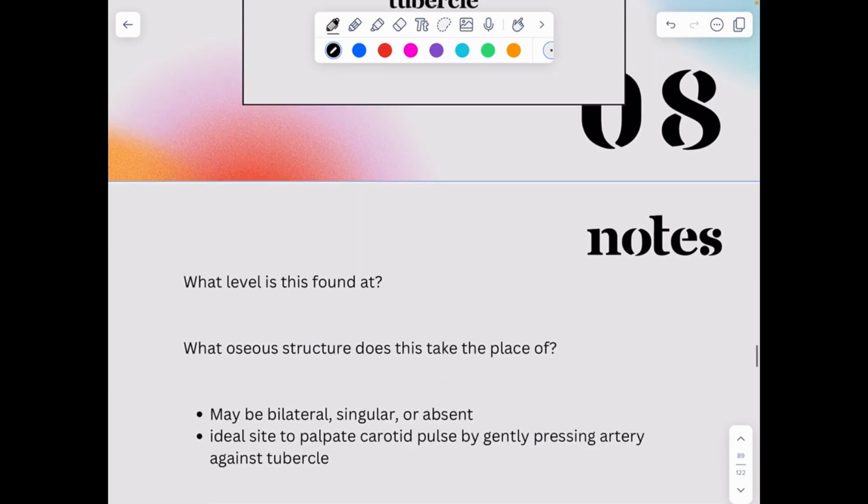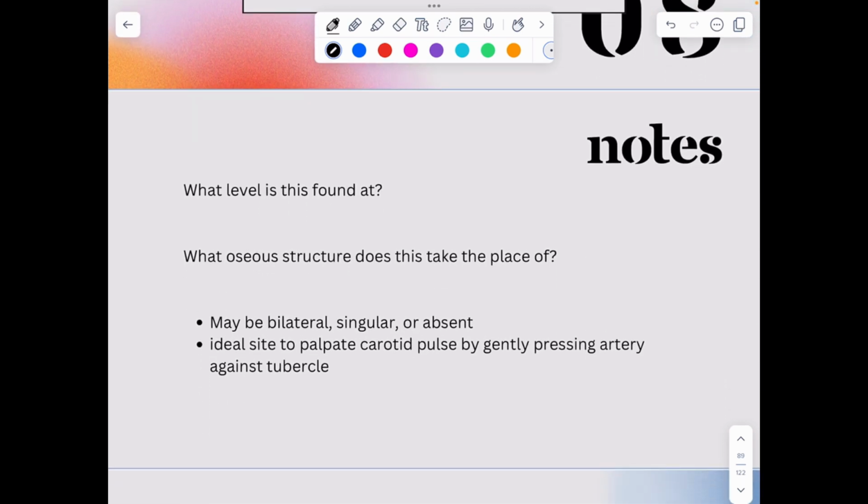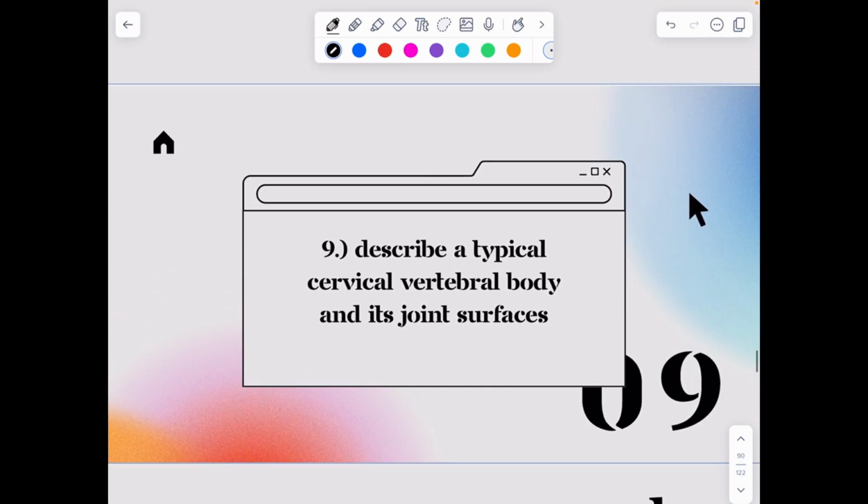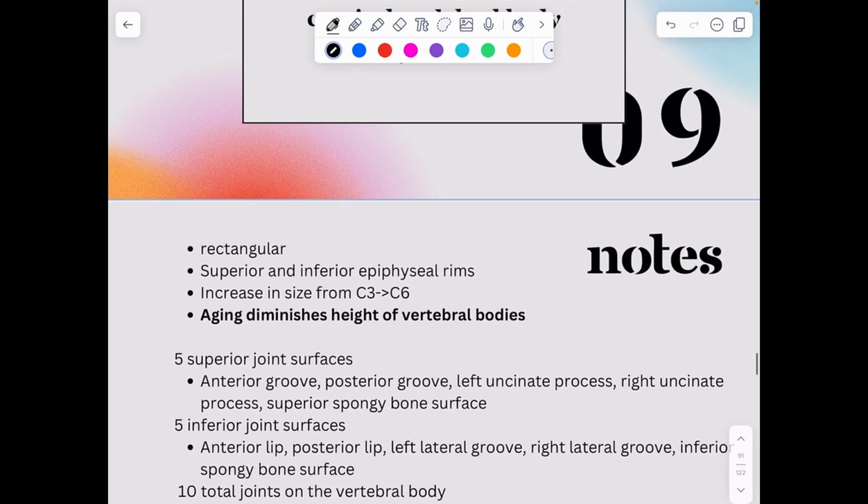Number 8, describe the carotid tubercle. What level is it found at? C6. What osseous structure does this take place of? The anterior tubercle. This is normally where you take your pulse, and a great place to take your pulse, because you can push that artery right up against the carotid tubercle, and then you can feel it really well.